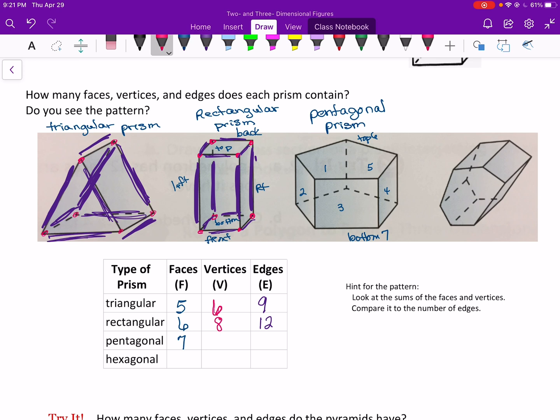All right, the vertices. Let's go around the outside. 1, 2, 3, 4, 5, just like the number of faces. And then the top, 6.